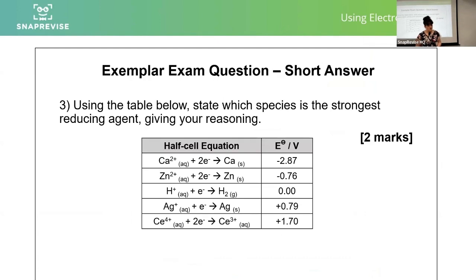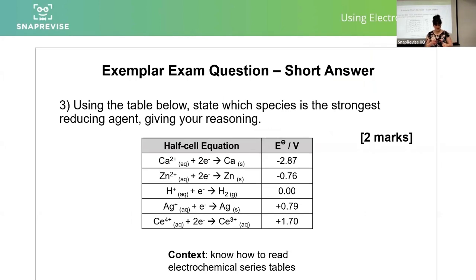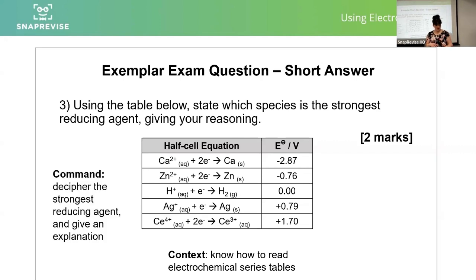Using the table below, state which species is the strongest reducing agent, given your reasoning. So let's think about how to approach this as an exam question. Context: I'm talking about reducing agents and I can see the half cells, so this must be electrochemical cells and the electrochemical series. The command word I've been given is "using", so use is a command word. State which species. So using data that I've been given, I need to give a short answer. And then my direction is the data that I've been given to use to come to a conclusion.